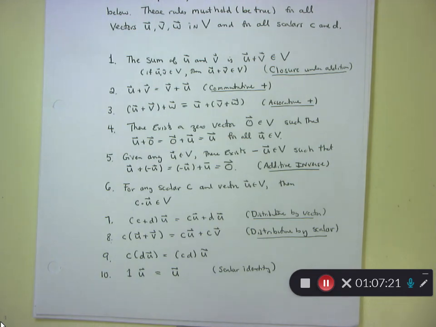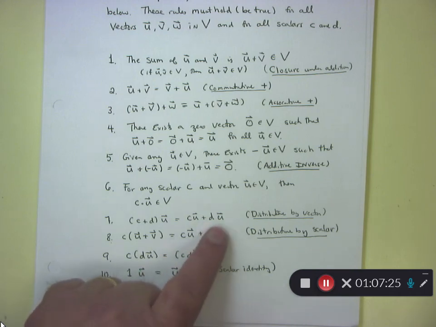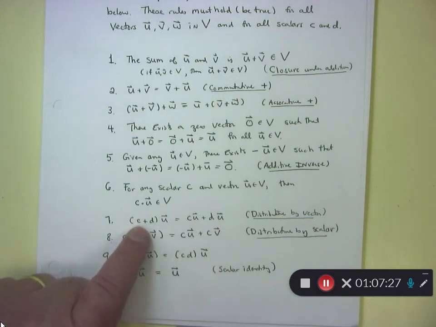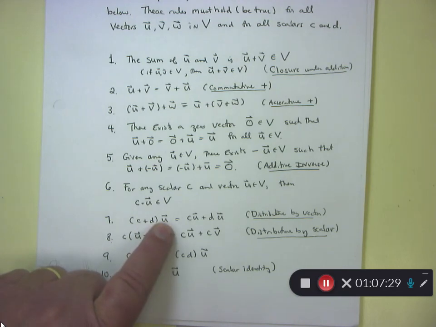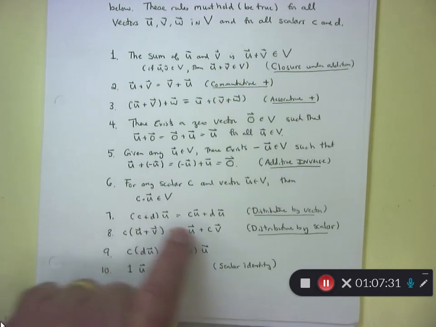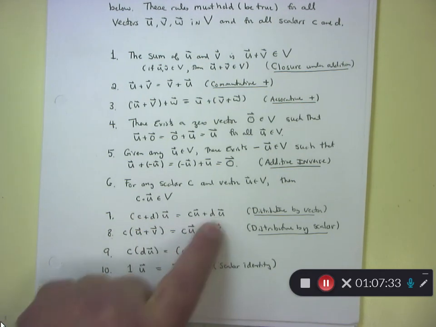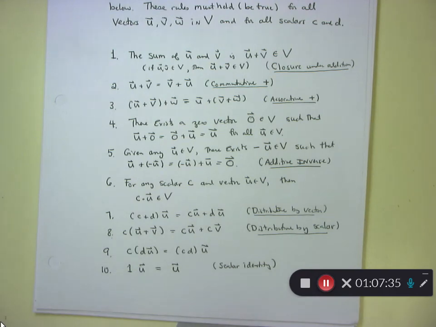Now we have two different types of distribution properties. You can distribute over a vector. If you've got two scalars, c plus d, times vector u, you can distribute the u, and that's equal to cu plus du. That will always work for a vector space. If you add a couple of scalars together times a vector, you can distribute the vector throughout.